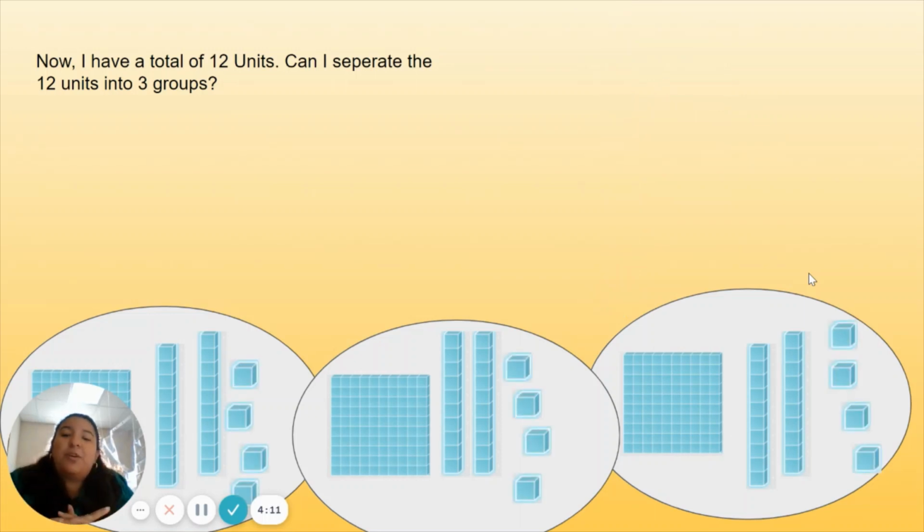The answer is I should be able to have 4 in each group and I will have no leftovers. So again, I had 12 units. So if I count 4 in each of my groups, 4, 8, 12, I do have my 12 units and I used all of them.